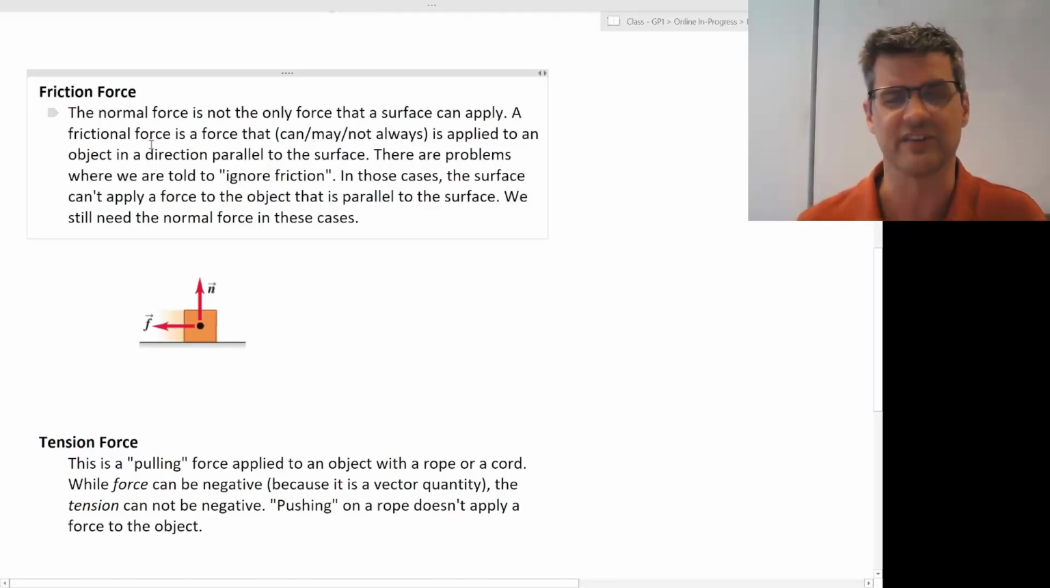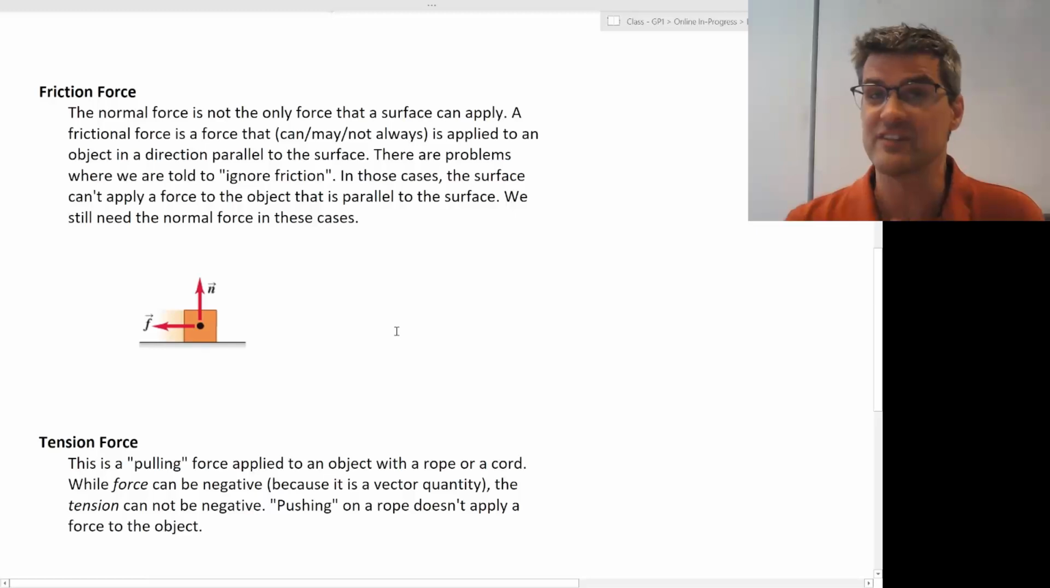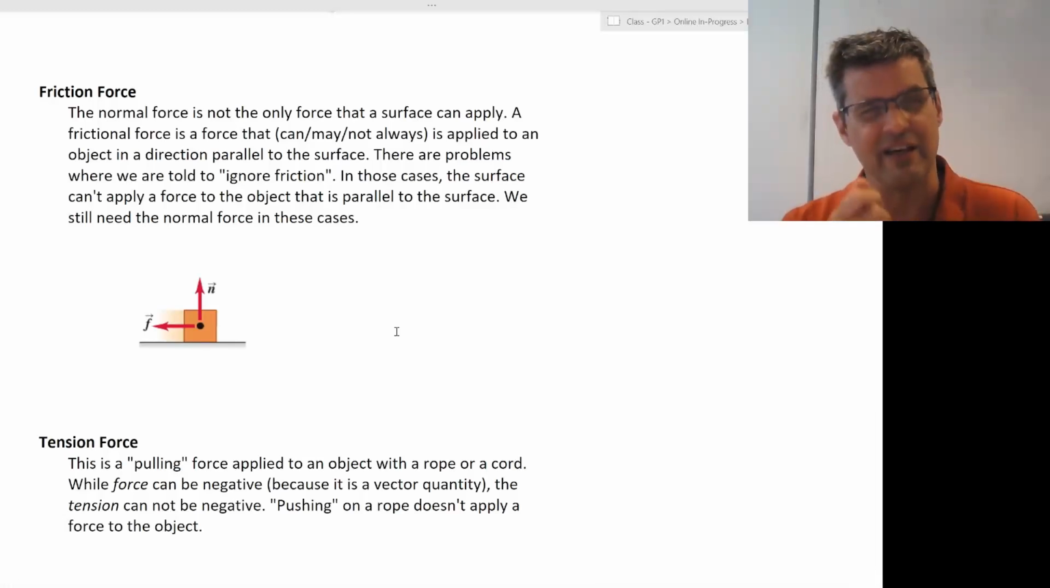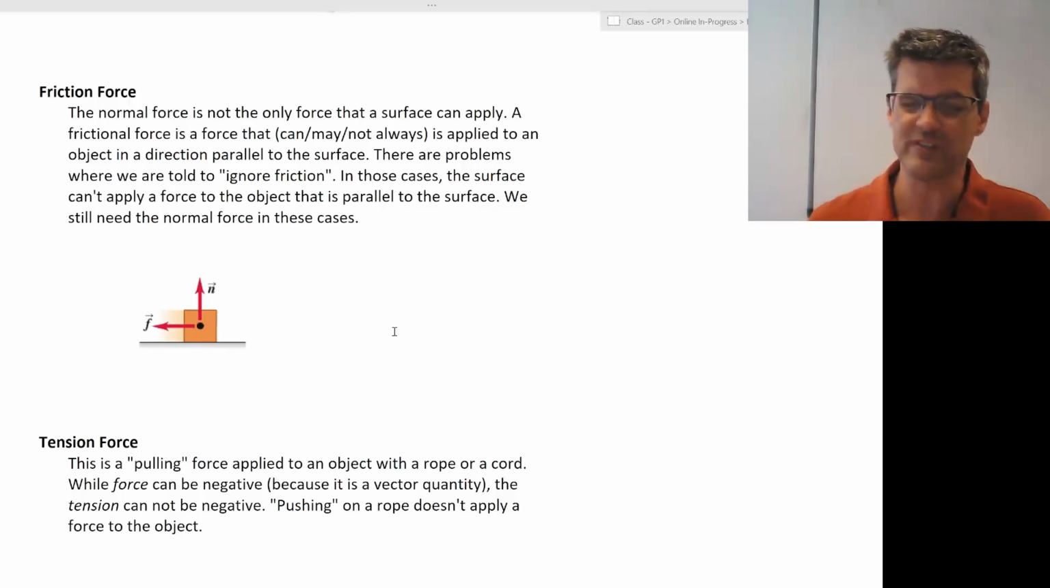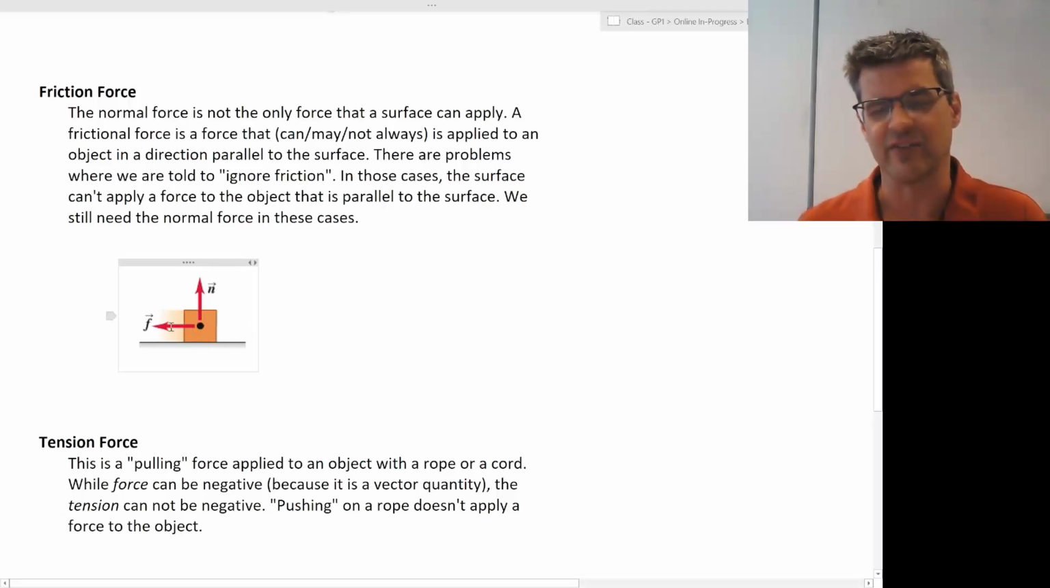So we're going to talk a little bit about frictional forces and different types of frictional forces. And it turns out that the frictional force on some object is proportional to the normal force. The bigger the normal force, the bigger the frictional force. But the direction of the frictional force is not in the direction of the normal force. So we see from this picture here that the frictional force is parallel to the surface.